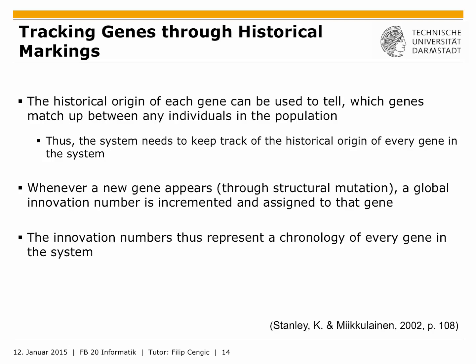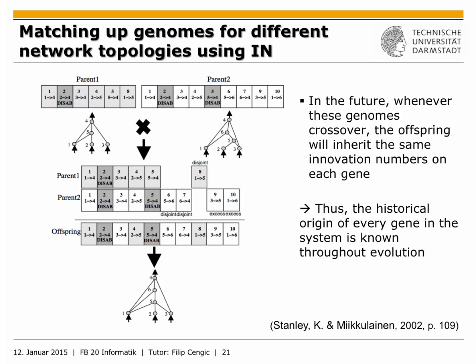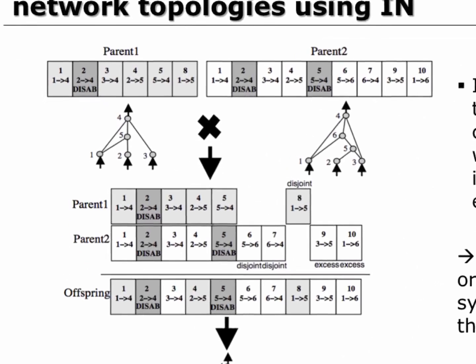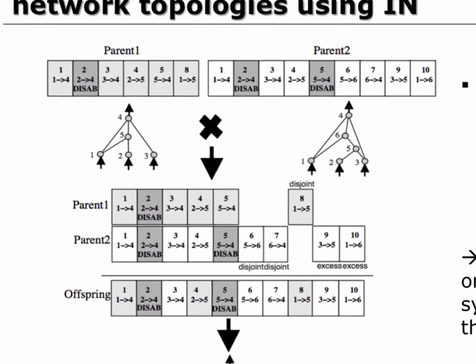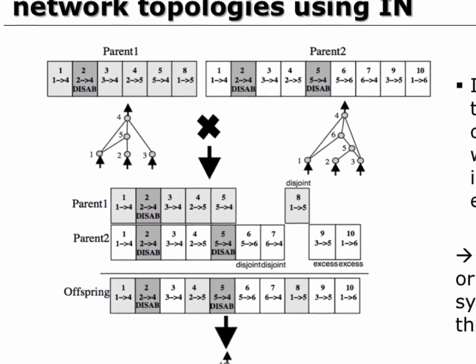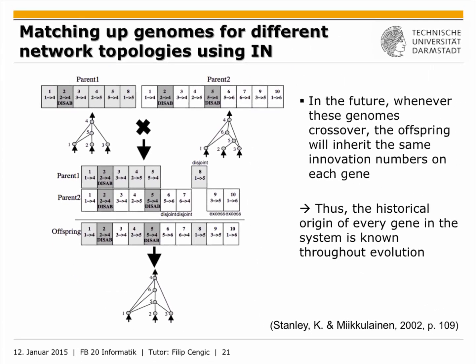Another good thing is that tracking the historical origins requires very little computation. Wherever a new gene appears, a global innovation number is incremented and assigned to that gene. The innovation numbers thus represent a chronology of the appearance of every gene in the system. As an example, let us say the 2 mutations in this figure occurred one after another in the system. In the future, whenever these genomes mate, the offspring will inherit the same innovation numbers on each gene.